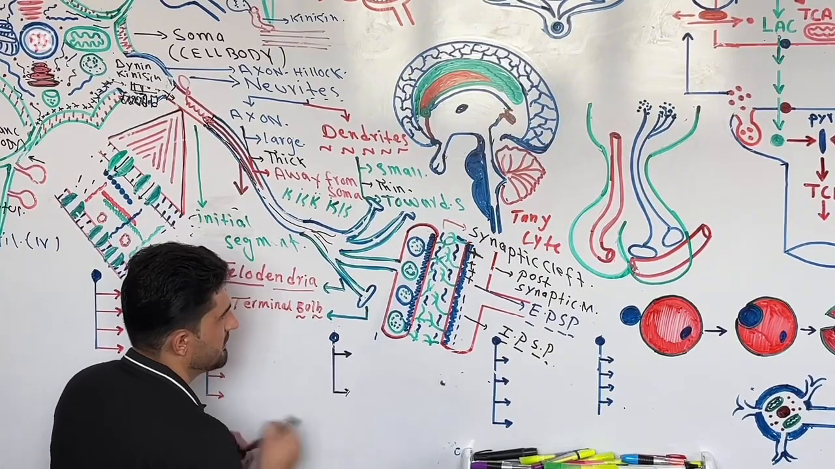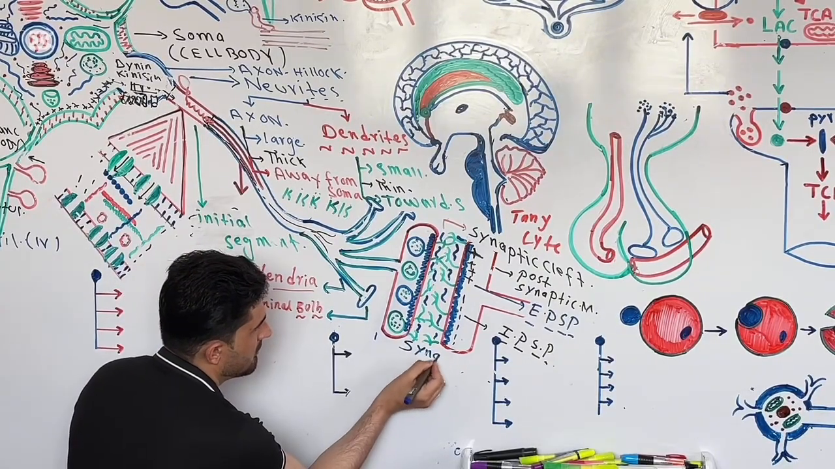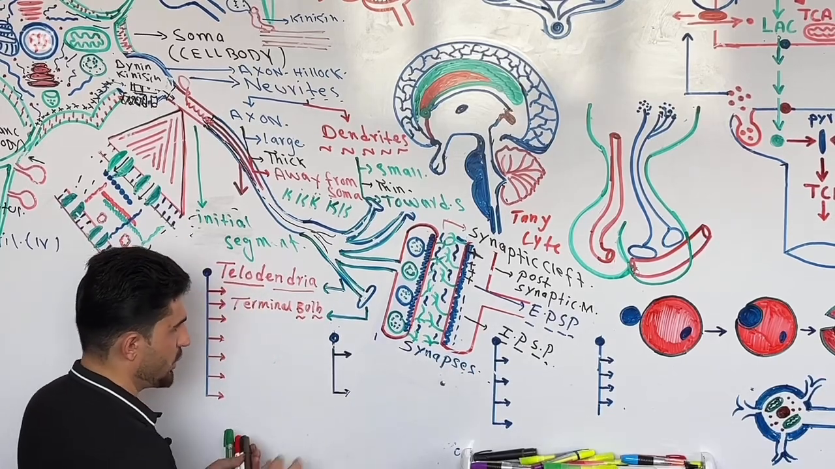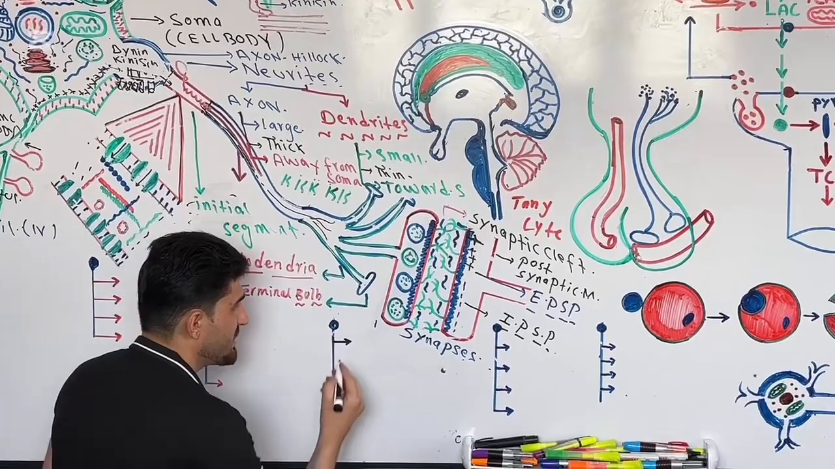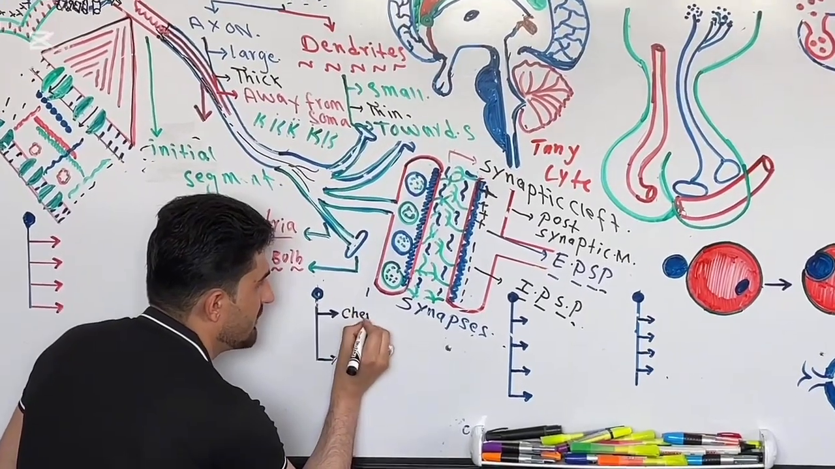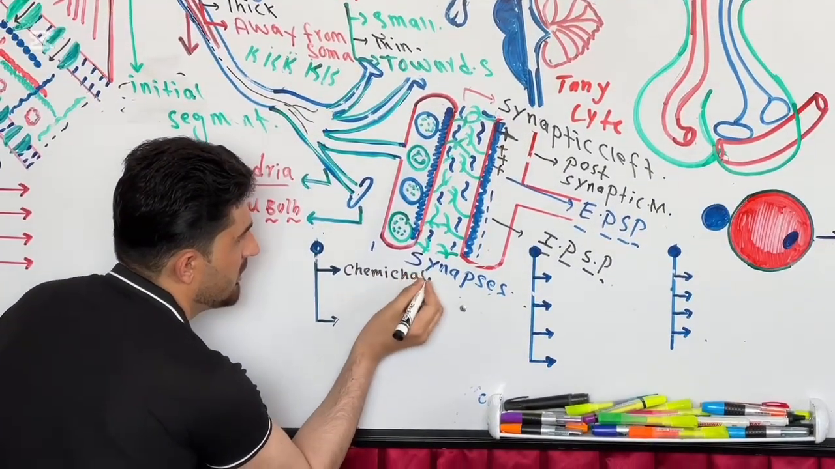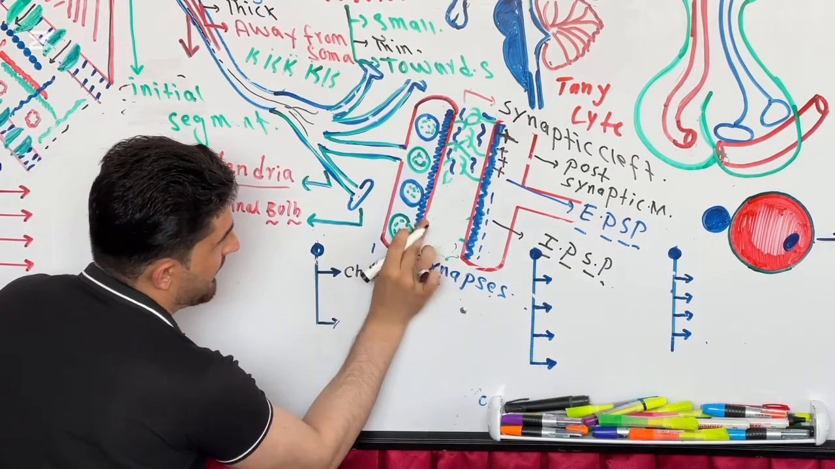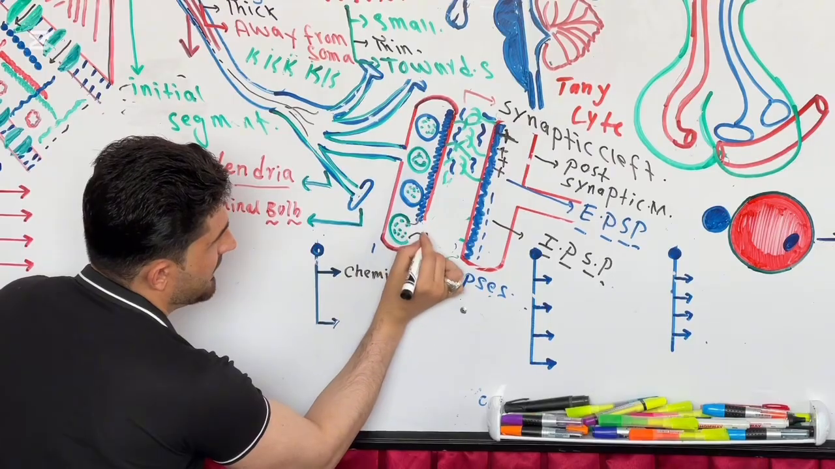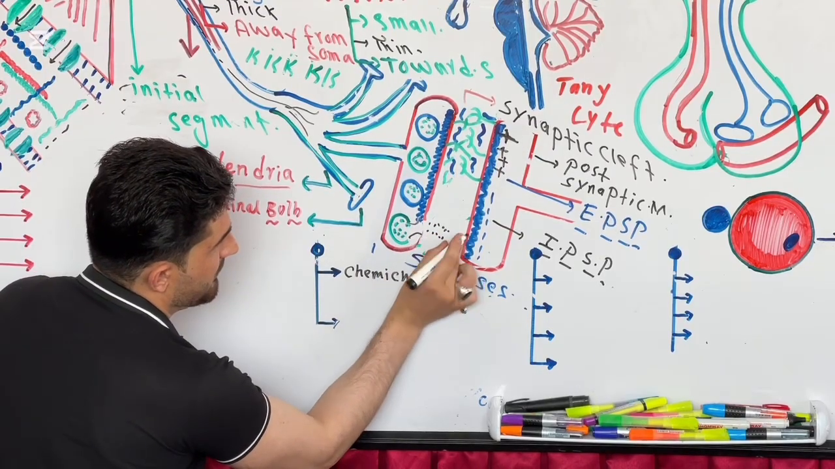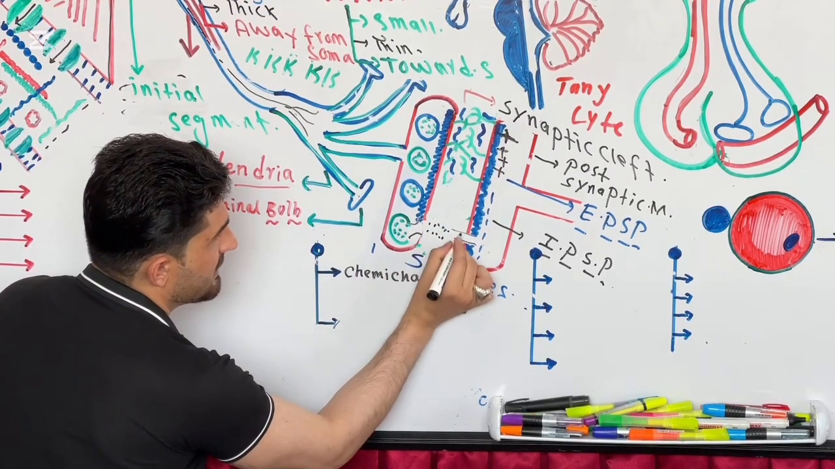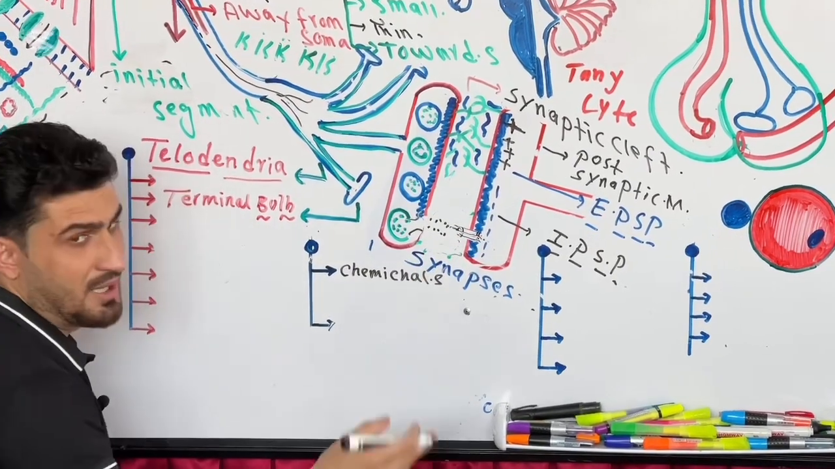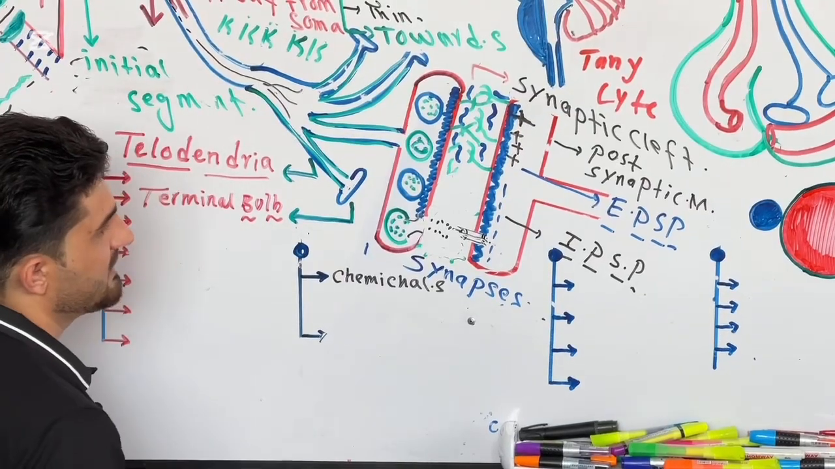Based on their communication, we have two types of synapses. One type is called chemical synapses. In chemical synapses, a neurotransmitter is released, and this neurotransmitter stimulates this postsynaptic membrane and causes stimulation or inhibition of it. So this is called chemical synapses.